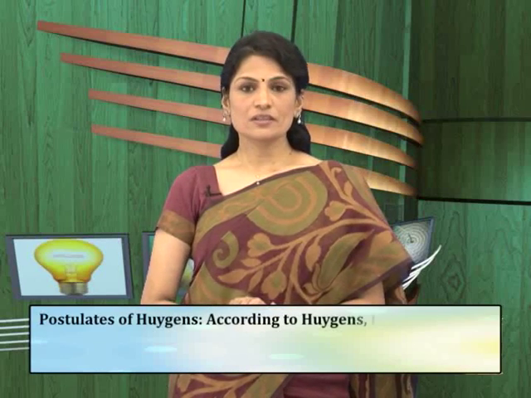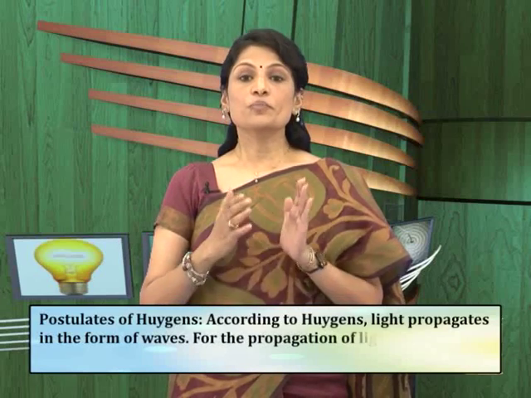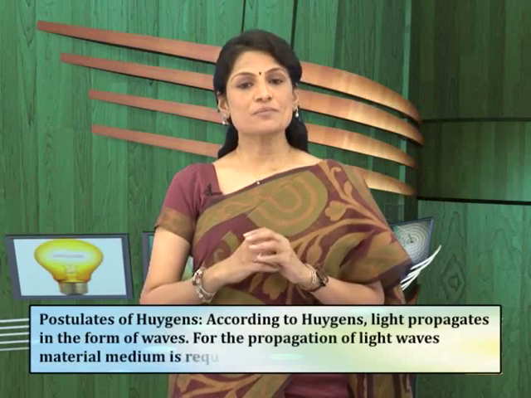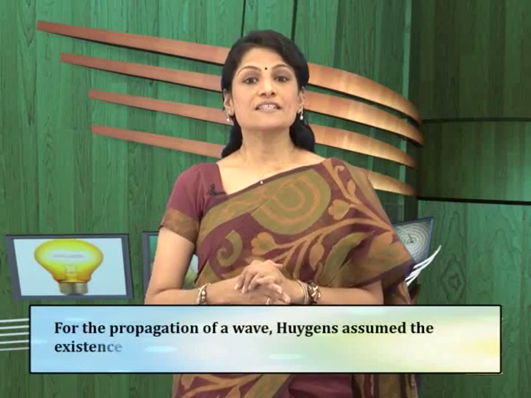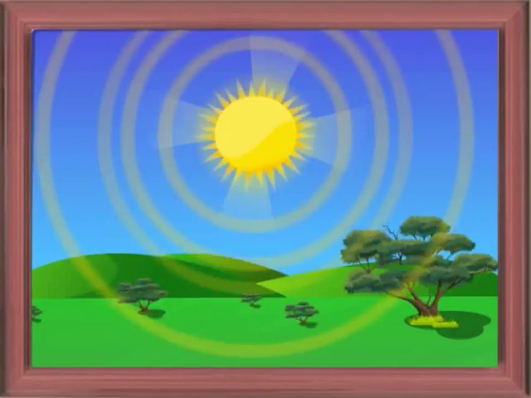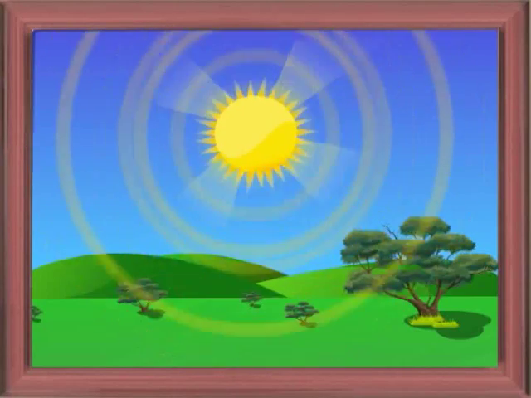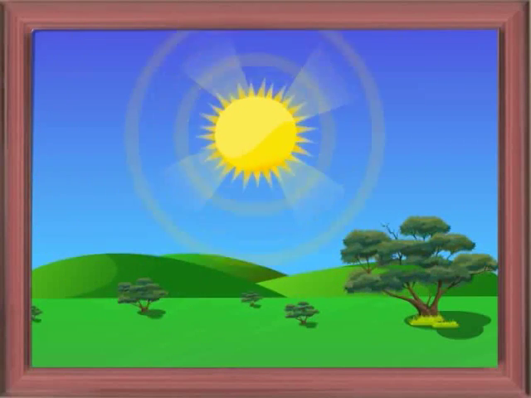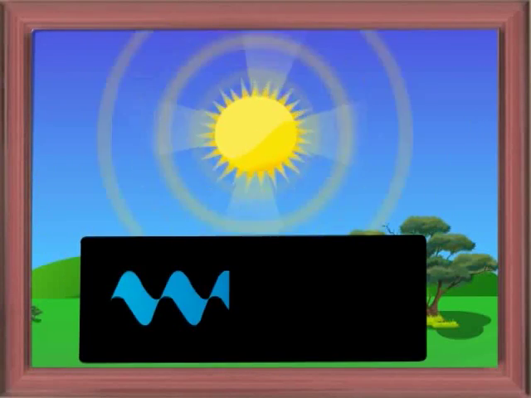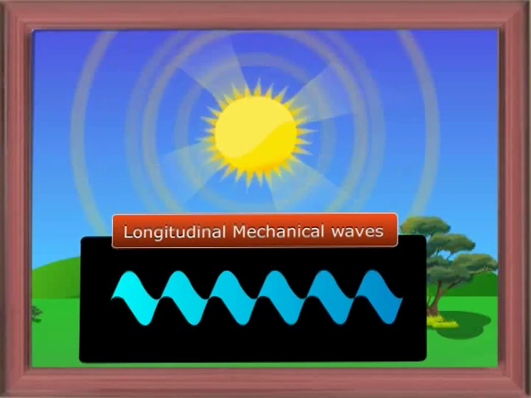Now, let me tell you what the postulates of Huygens are. According to Huygens, light propagates in the form of waves. For the propagation of light waves, a material medium is required. For the propagation of a wave, Huygens assumed the existence of a medium called ether. The disturbances are produced in the surrounding ether medium due to the luminous source, which sends out light energy in all directions. The disturbances produced in the ether medium travel in the form of longitudinal mechanical waves.